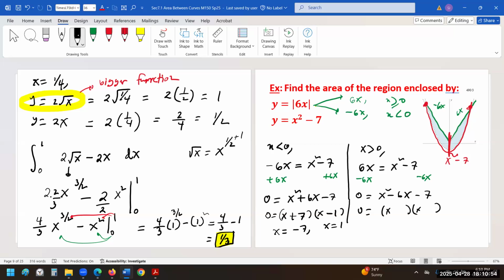Do we accept both solutions? See, the trick is here. For all those x which are negative, this is true. But x equals 1 is not negative, so we cannot accept this as our solution. So only x equals negative 7 can be true because this is negative.